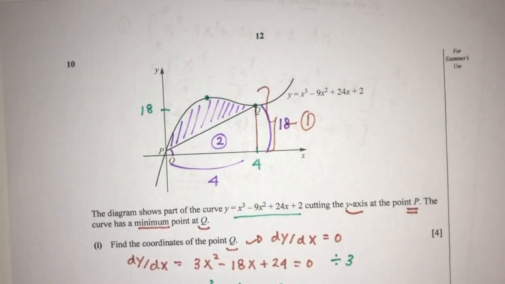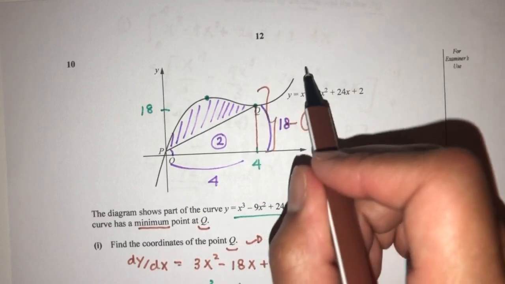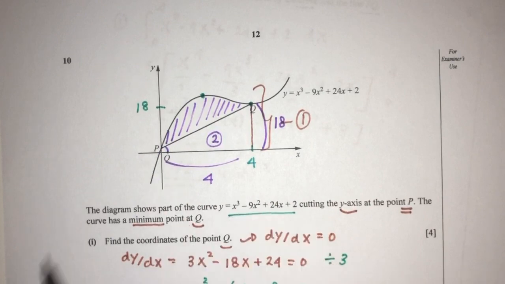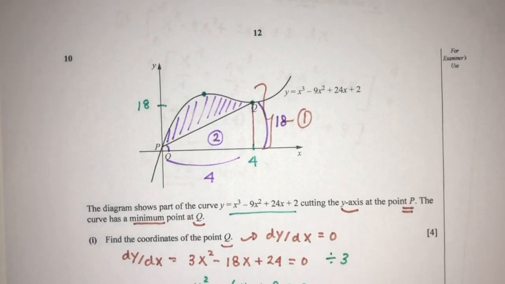So what is the point P? Let's find the point P. The point P is where the curve cuts the y-axis. So let's see how you can find that. So let's do this.